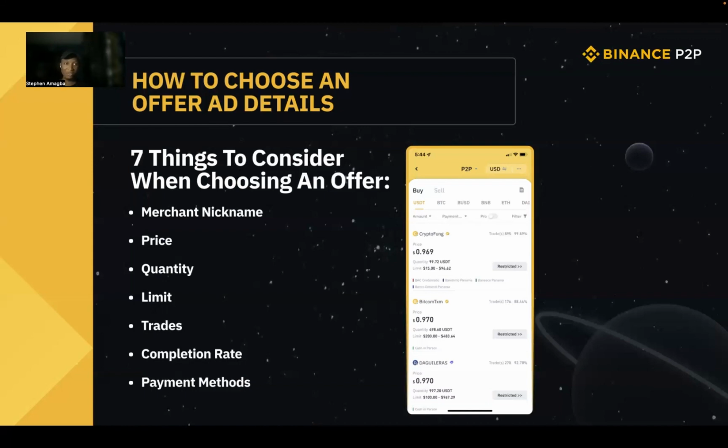And the most important thing to check is the payment method. If you're buying, you want to choose merchants or users who actually accept payment in the method you want to pay with. And if you're selling, you want to choose sellers who are willing to pay you in the payment method you are willing to accept. So that's basically the 7 things you should consider when choosing an offer.